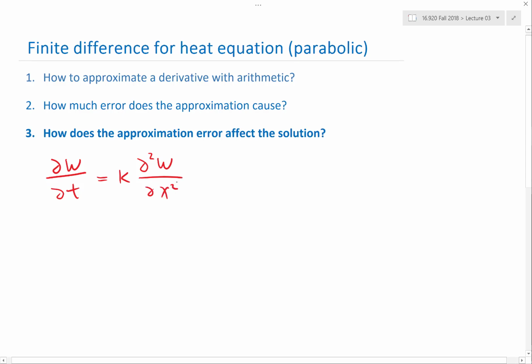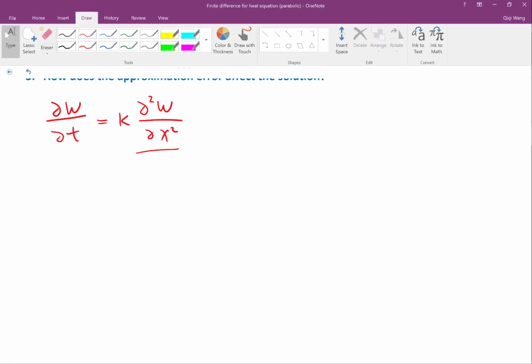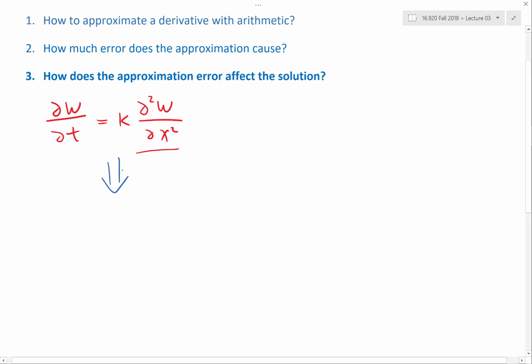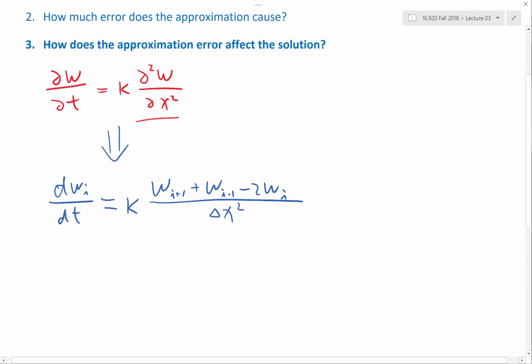That's the equation we wanted to solve, right? And by replacing this with something else, something that is a good approximation, but actually not entirely, we are converting this to dw_i/dt, right? The derivative of the function at a particular grid point is equal to the same kappa times our approximation. If we do that approximation, well, it's good because instead of a partial differential equation, what do we get? We get ODEs. Not just a single ODE.